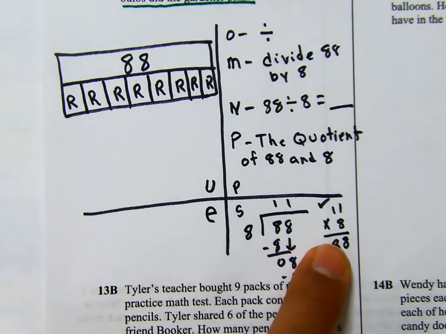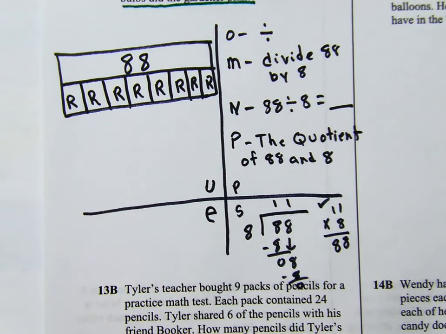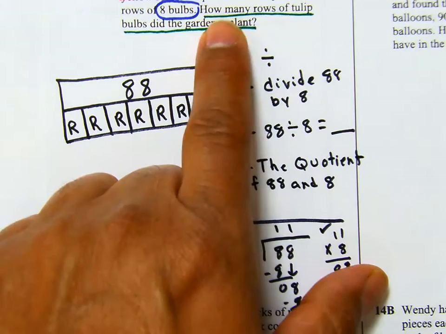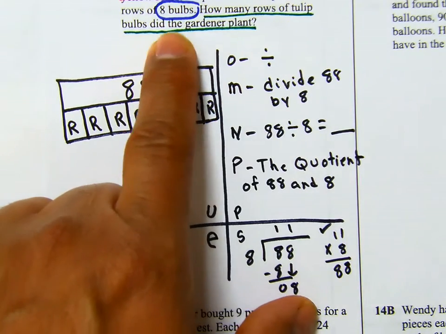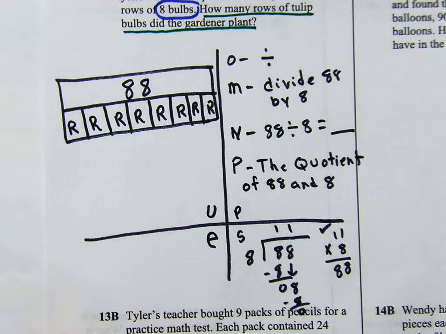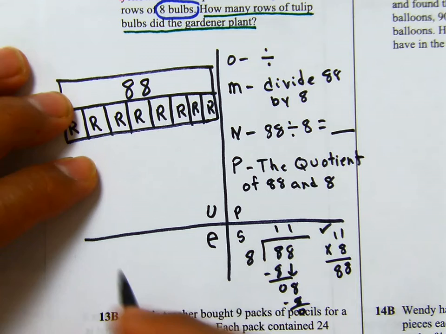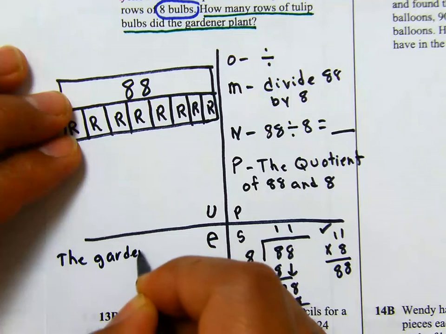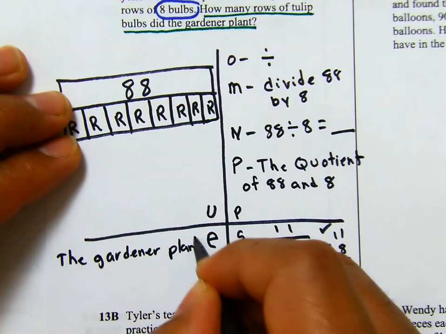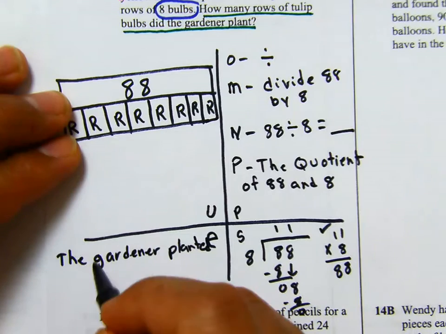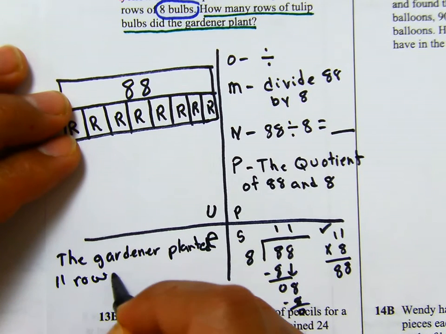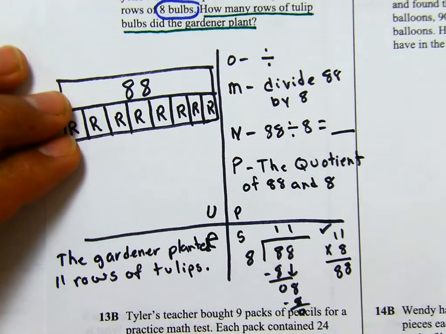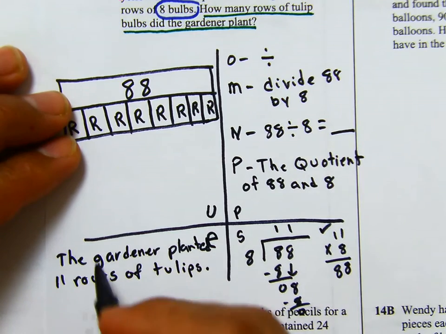Now that I know this is my answer, I have to do the evaluate part. How do I know this is my answer? I'm going to look back at my question: how many rows of tulips did the gardener plant? We're going to write, the gardener planted 11 rows of tulips. And how do we know they planted 11 rows of tulips?